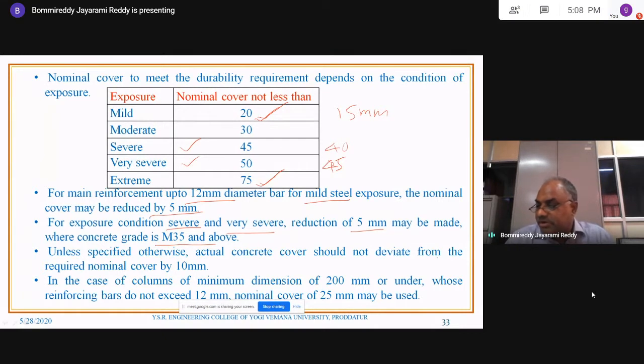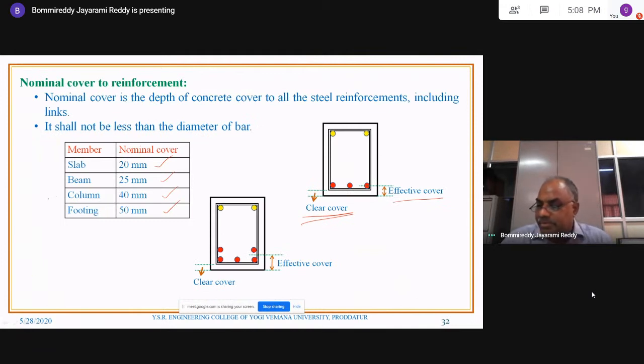Actual concrete cover should not deviate from the required nominal cover by more than 10 mm. For example, for a column, 40 mm is the normal cover. You can go up to an additional 10 mm, 50 mm, but you should not go beyond that unless clearly specified. In general, a column's clear cover is 40 mm.